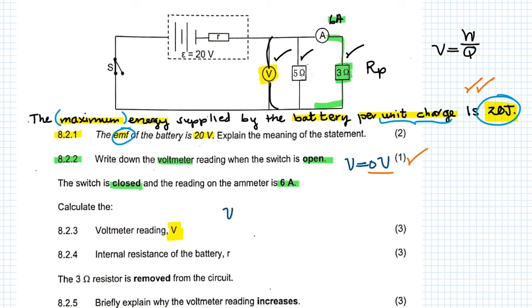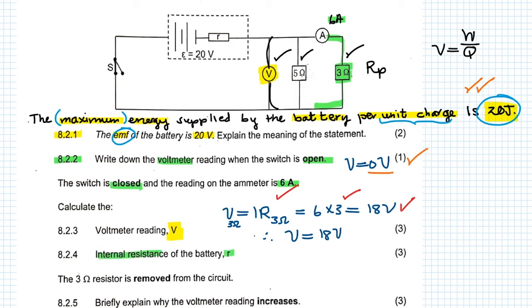We say that V is equal to I multiplied by R. Here we are speaking of the 3 ohm resistor, and if you'd like, you can go and fill in these details. We then have 6 multiplied by 3, which gives us an answer of 18 volts. Therefore, the potential difference reading across or measured by voltmeter V is equal to 18 volts. You're going to get 1 mark for your formula, 1 mark for your substitution, and 1 mark for your final answer. Question 8.2.4 says, calculate the internal resistance of the battery.